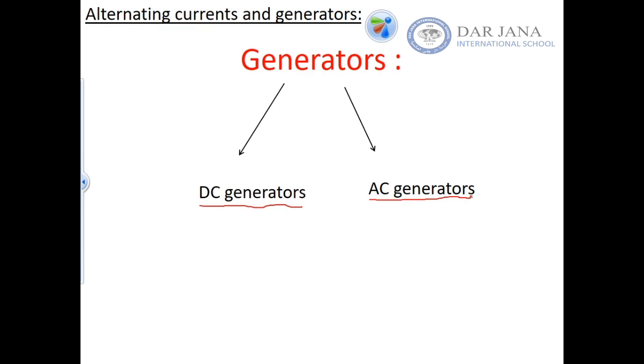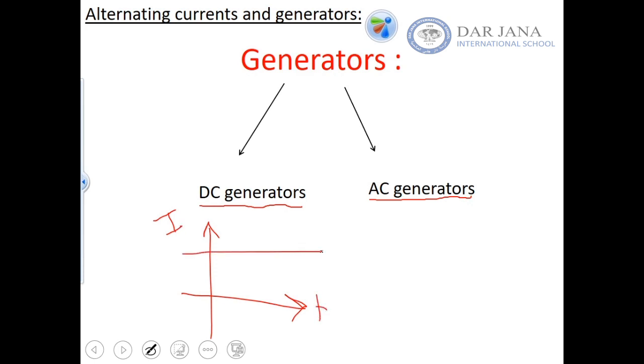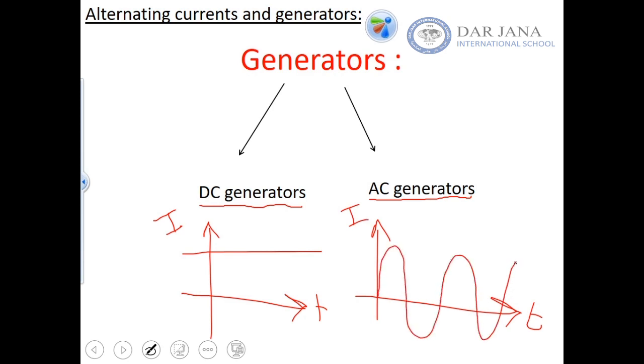What is the difference between DC and AC? In case of DC, as I said, if you want to draw a graph between the current and time, the graph is like this, constant, always. While in case of AC, if you want to draw a graph between the current and the time, the current is like this. This is what we call a sine function, because this is the function of sine.